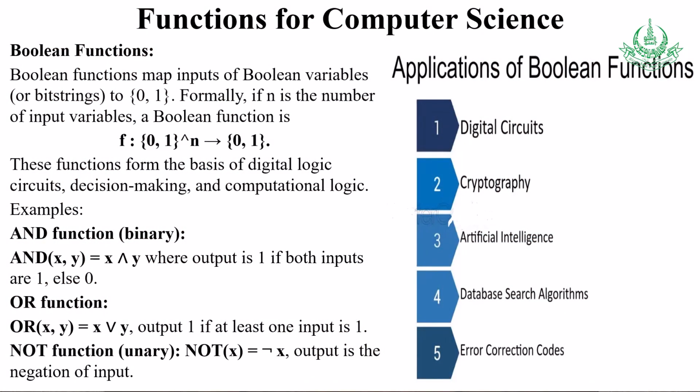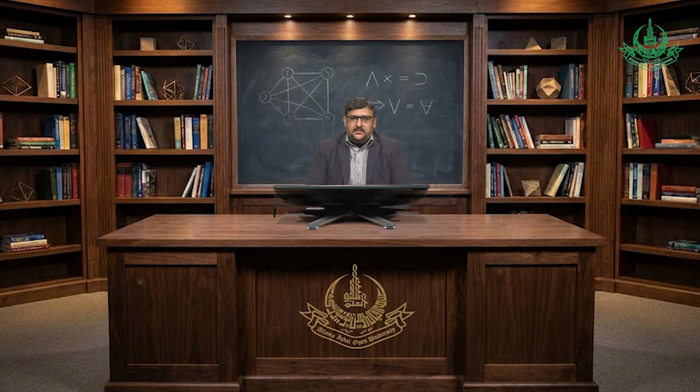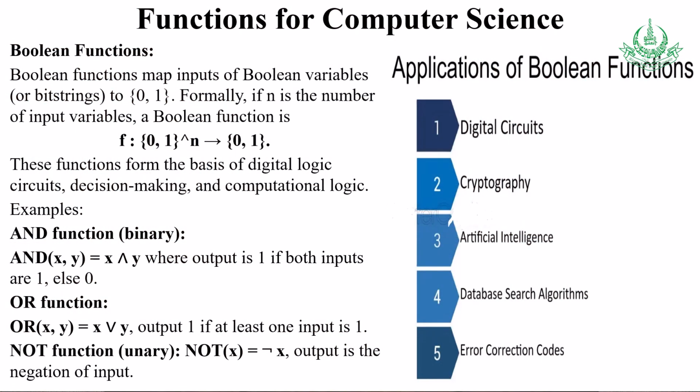These functions form the basis of digital logic circuits, decision making, and computational logic. It is pertinent to mention here that the alphabets and numbers in the computer which we write on our screens are written in terms of binary numbers. Let's see the examples. The AND function is binary: x AND y gives output 1 if both inputs are 1, else 0, meaning if one is 1 and the other is 0, the output is 0.